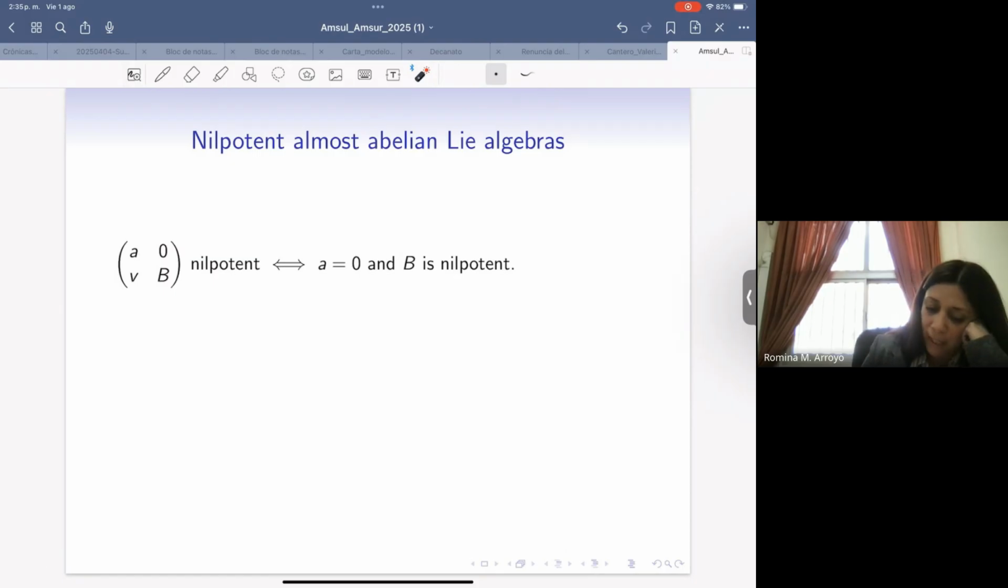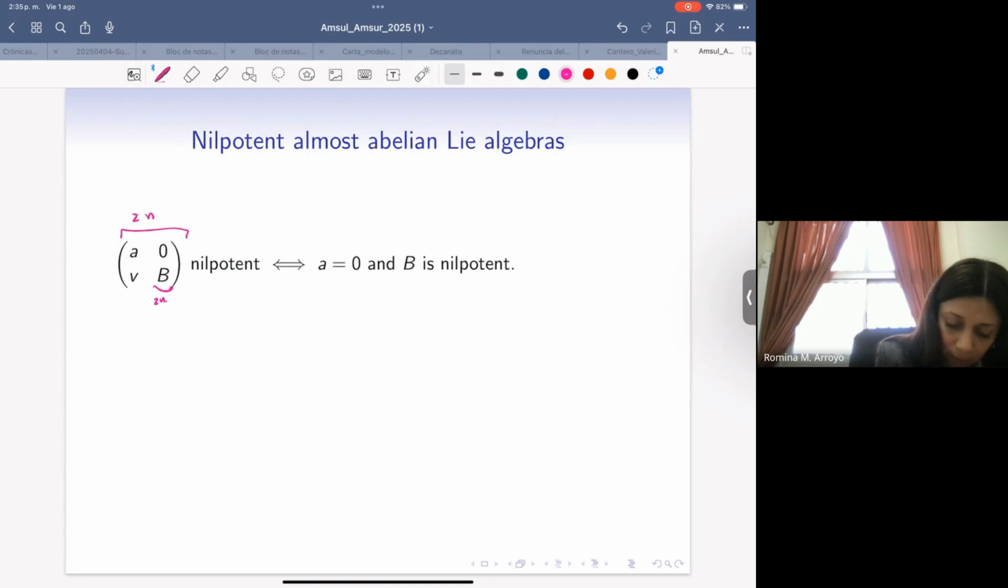And from now on, I am going to work on this class of matrices. So A here is a real number, b is a vector, and capital B is a square matrix. And if this has dimension n by n, this v will have dimension 2n, no, 2n minus 1. This v will be of size 2n minus 2.